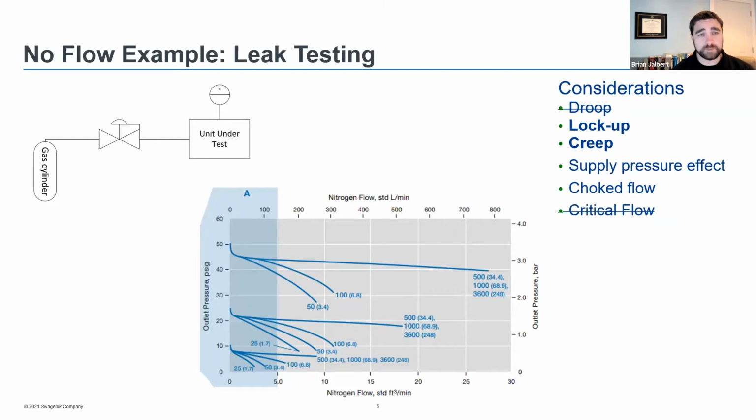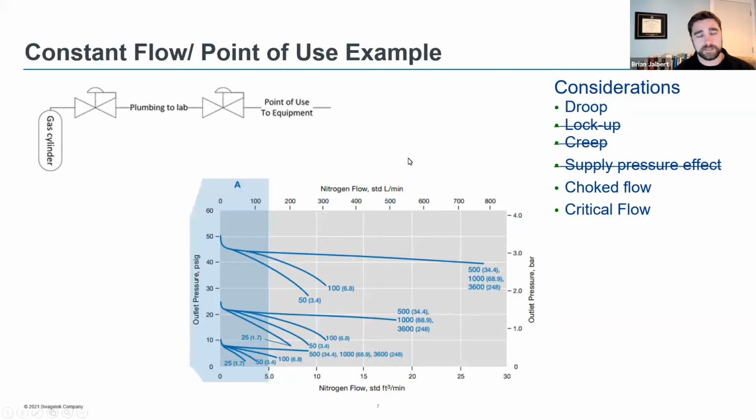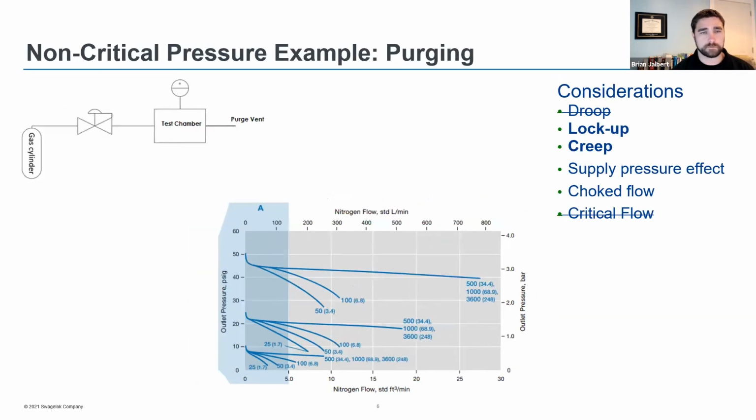Now, another odd application where we are concerned with droop, but not to the extent that we are with normal flowing applications, is when we're purging equipment. So this is commonly done. I see this a lot in vacuum chambers and laboratories, and they need to be able to purge whatever the experiment was out of the vacuum chamber. But they can't exceed, let's say, 50 PSI because it'll damage equipment that's hooked up to the vacuum chamber.